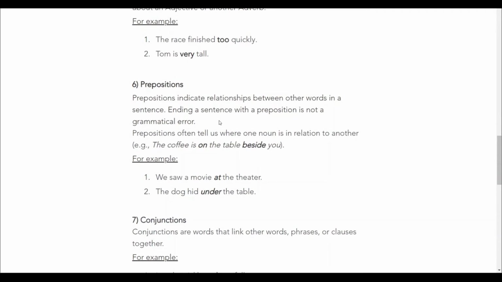Preposition. A preposition indicates a relation between other words in a sentence. Ending a sentence with a preposition is not a grammatical error. A preposition often tells us where one noun is in relationship to another. For example, the coffee is on the table beside you.